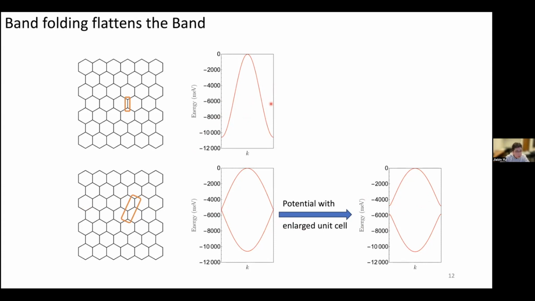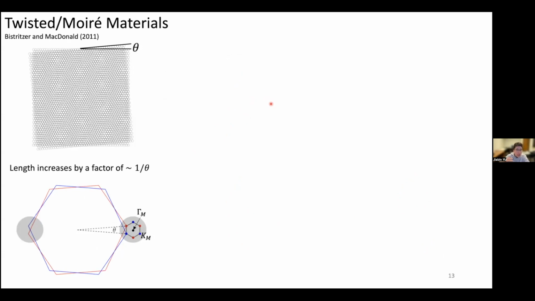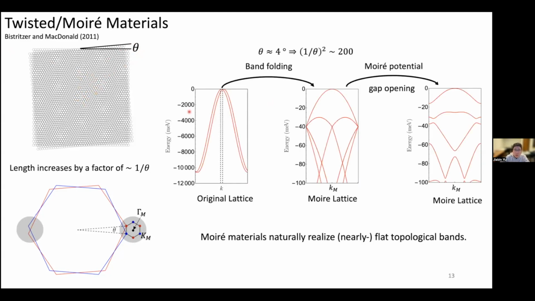And Moiré materials or twisted materials are folding the bands hundreds of times. So now let us take two of these normal lattices, put one layer on top of the other, and twist them with a small relative angle theta. This twisting gives us a Moiré lattice with a lattice constant much larger than the normal lattice. This large lattice constant means the Brillouin zone is extremely small, so it will fold the original bands hundreds of times.